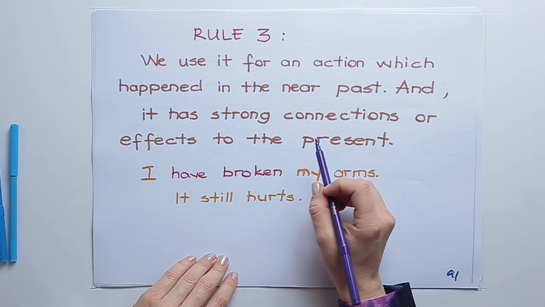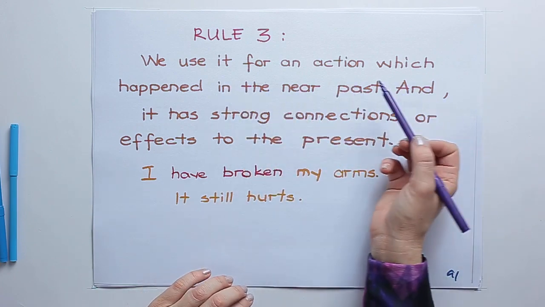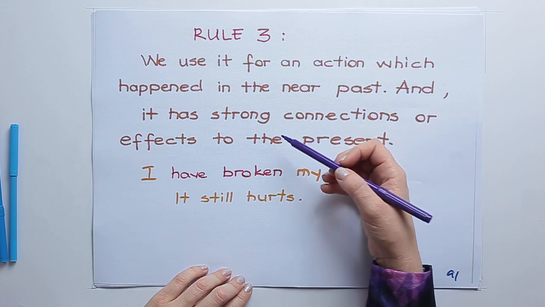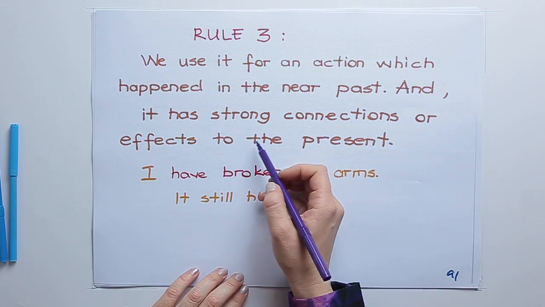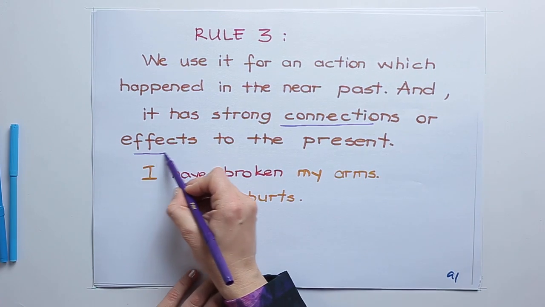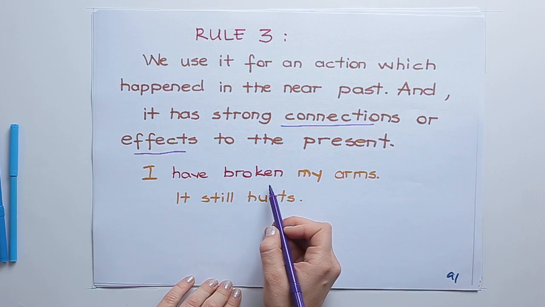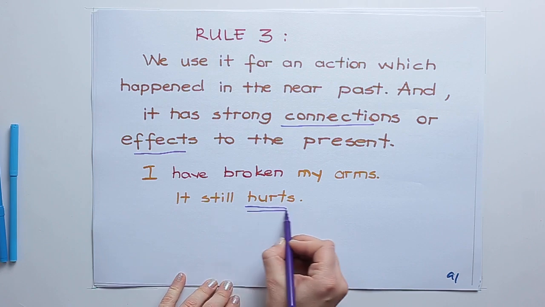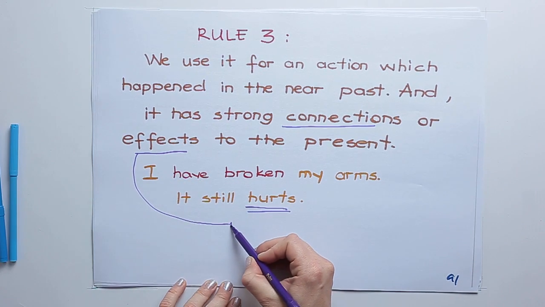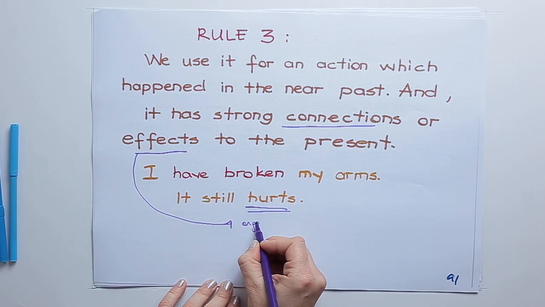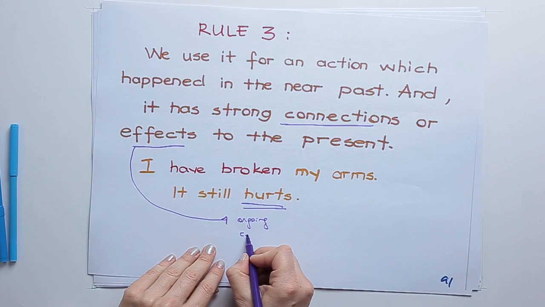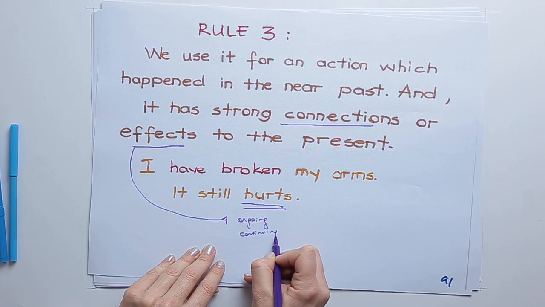Now, rule 3. If we use present perfect tense for an action which happened in the near past and it has a strong connection or effect to the present, we're using perfect tense. I have broken my arm and it still hurts. That means its effect is still ongoing. It's still continuing.